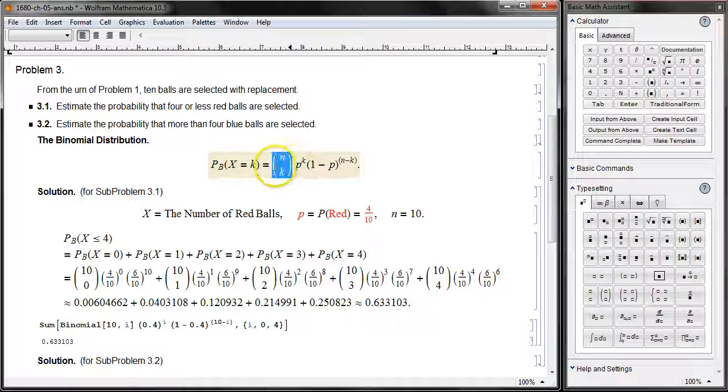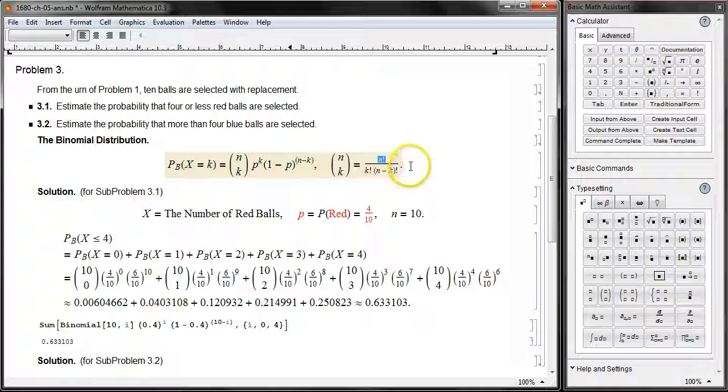And what about this n choose k? It is n factorial over k factorial times n minus k factorial, which is n times n minus 1 times n minus 2 all the way up to 1. Here, k times k minus 1 times k minus 2 all the way up to 1. And this one, n minus k times n minus k minus 1 and so on all the way up to 1. In short, this is a very, very unpleasant computation if you use a handheld calculator.